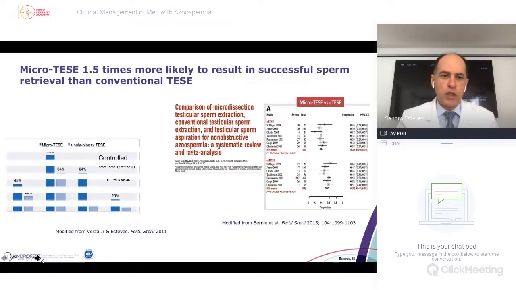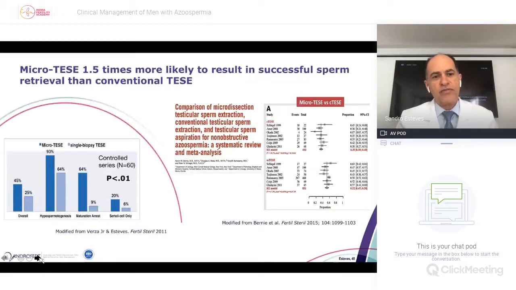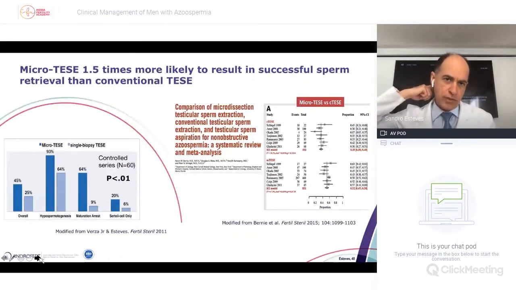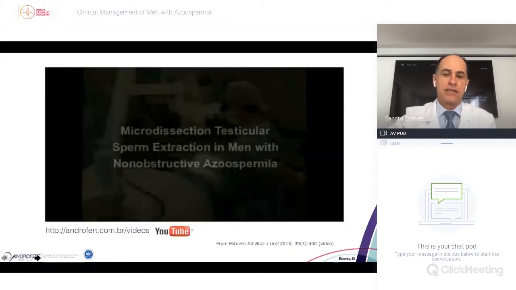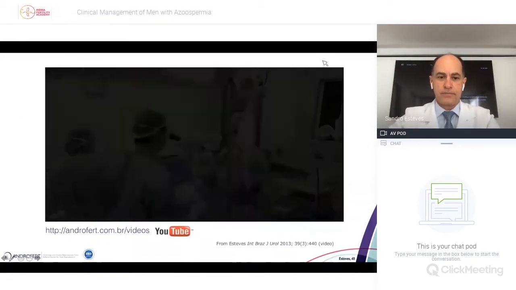On the left, you can see a study of our own group in which we compare the microTESE with the large single testicular biopsy, and we found better results with microTESE in all patient categories, I mean, in all histopathology phenotypes. And on the right, you can see a systematic review and meta-analysis in which the authors compared the existing data regarding controlled studies of microTESE versus conventional TESE, and they found 1 times higher sperm retrieval success rate using microTESE compared with the testicular sperm extraction.